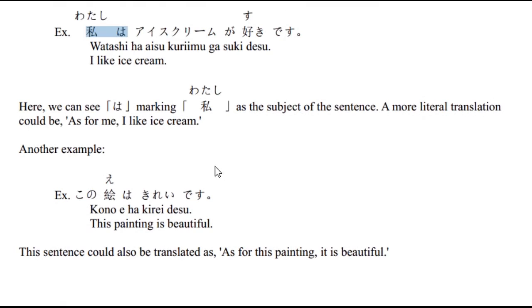Okay, and here we have another example. Kono e wa kirei desu. This painting is beautiful. So here we have wa marking the painting. So what is beautiful? The painting. So we could also think of this sentence as being, as for this painting, it is beautiful.